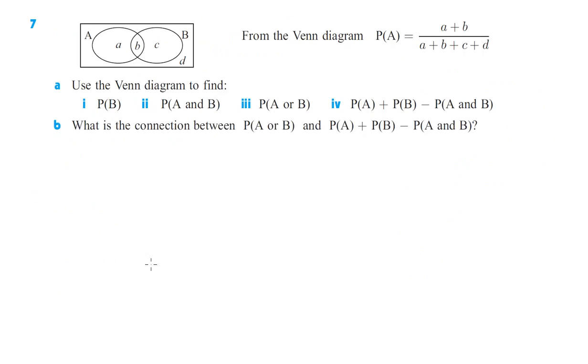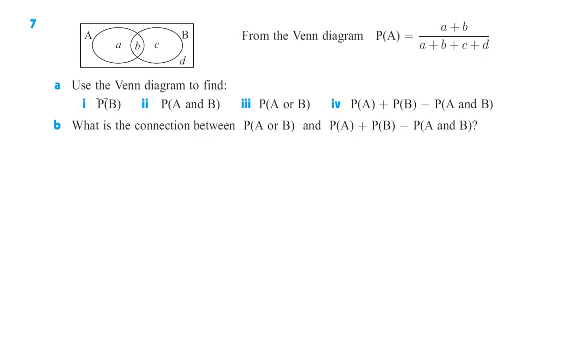Next one, number 7. From the Venn diagram, P of A, so remember the P stands for probability of A, is A plus B over A plus B plus C plus D. Okay, so what they're saying is the probability of A happening is things being in A. This is the stuff that's in A, that's A and B, and that's out of everything total in the box, which is A, B, C, and D. So that's why they have this here. So they're just trying to help you understand what the heck this diagram means.